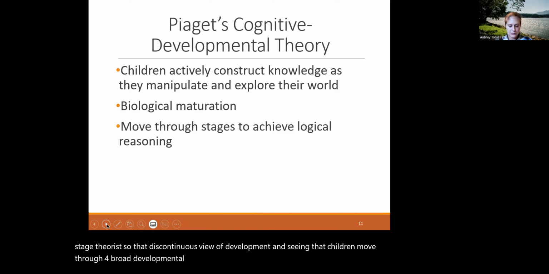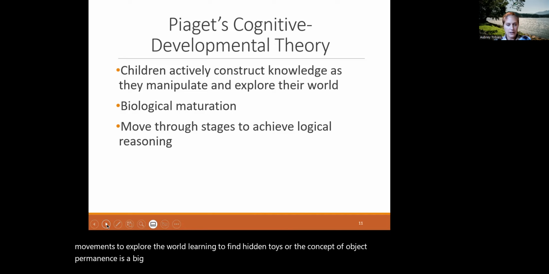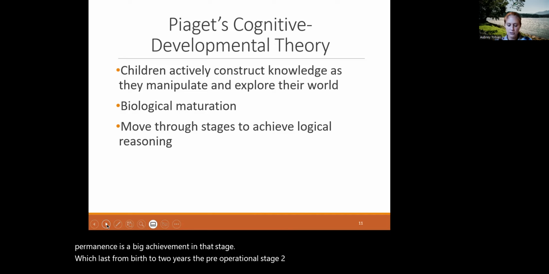The sensory motor stage, where a baby uses its senses and movements to explore the world, learning to find hidden toys, where the concept of object permanence is a big achievement in that stage, which lasts from birth to 2 years. The pre-operational stage, 2 to 7, essentially preschool children and kindergarten children.